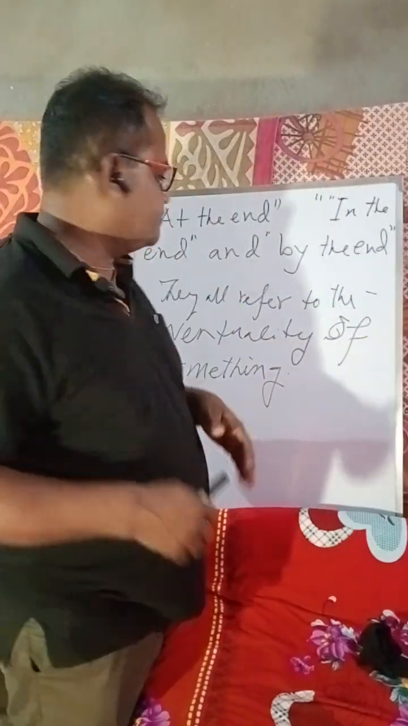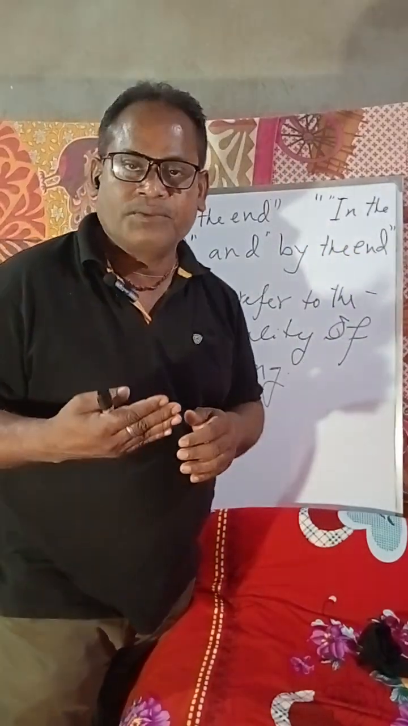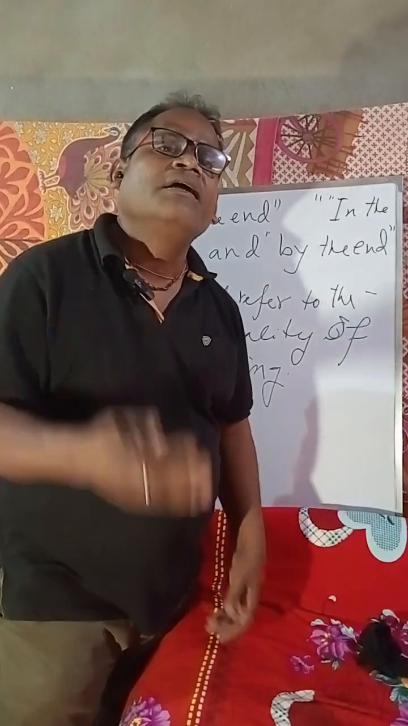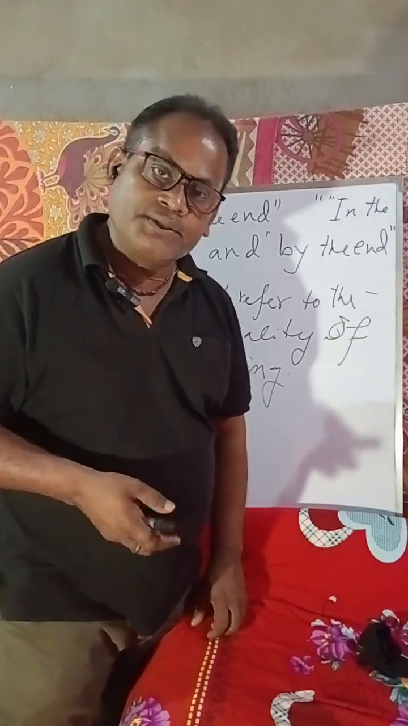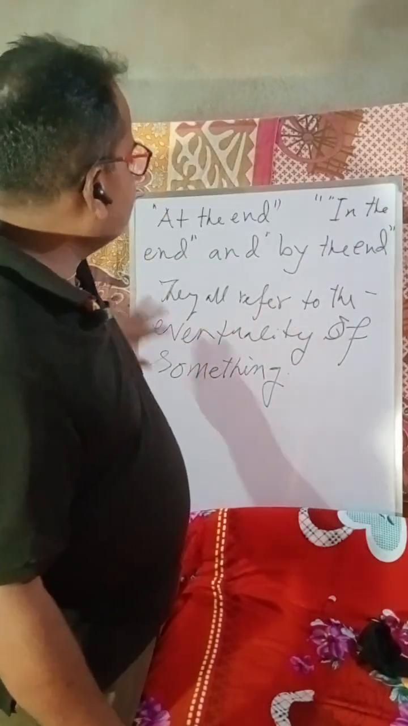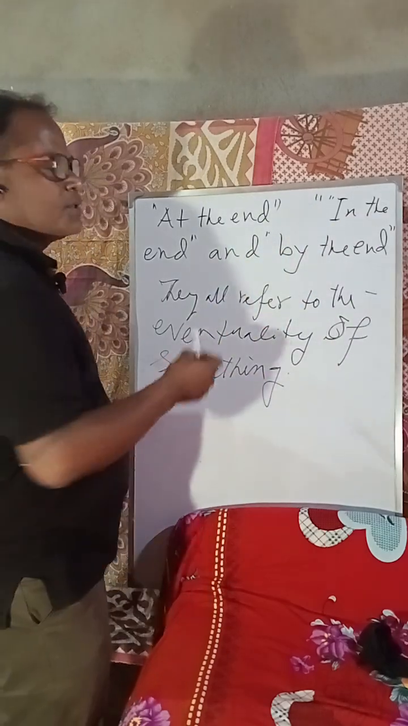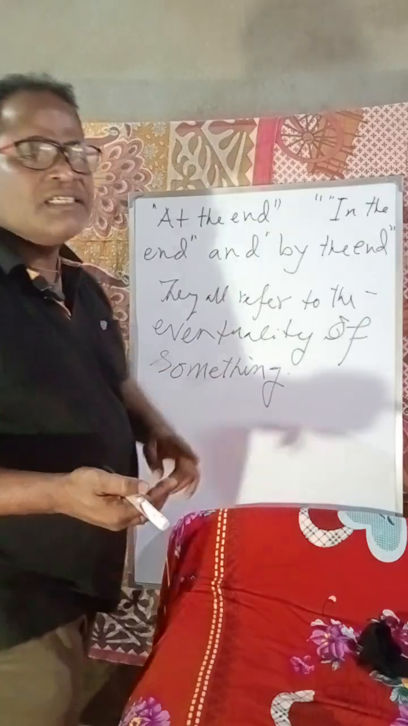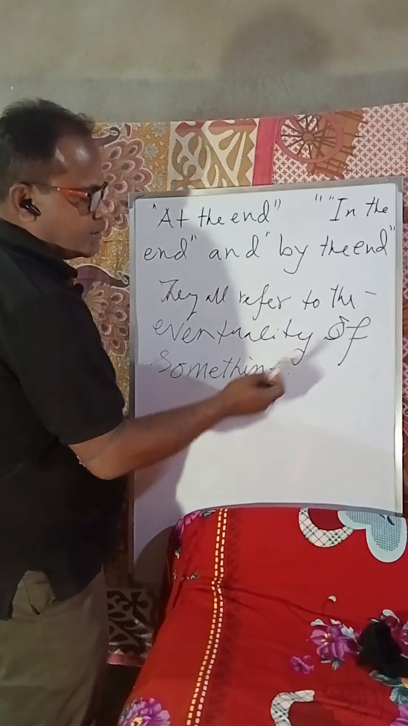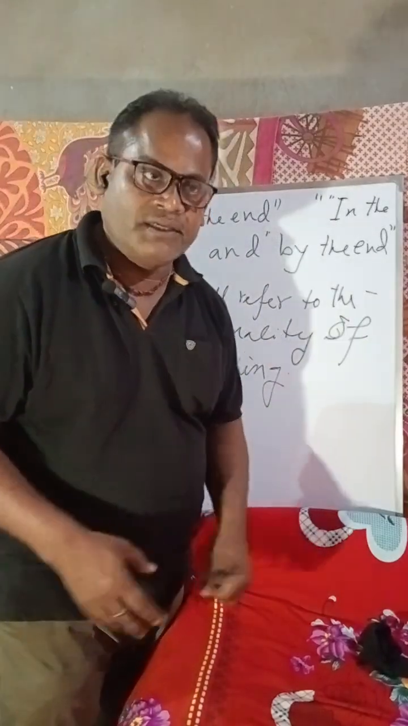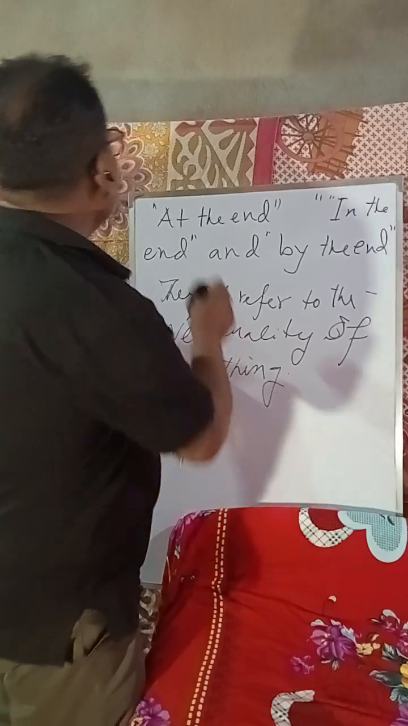The meaning of in the end is finally, the final outcome. And by the end refers to a point of time or to a time when something might be completed, or will be completed, or would be completed, understood, or achieved. So these are the meanings of all three of them. They all refer to the eventuality of something in terms of time, place, or event. Got it? So I'm going to erase them and make some translations so that your doubt can be cleared.